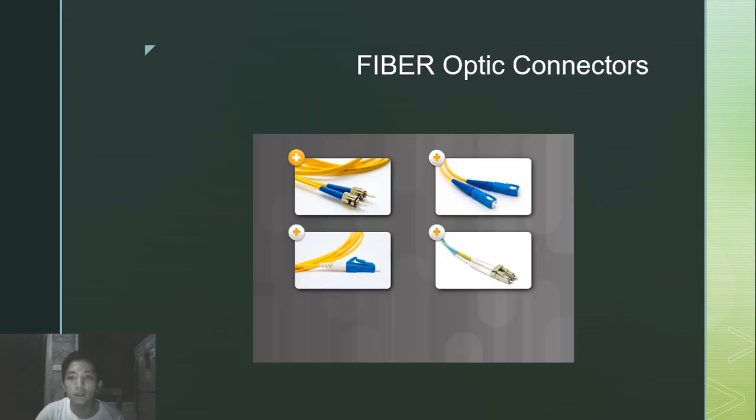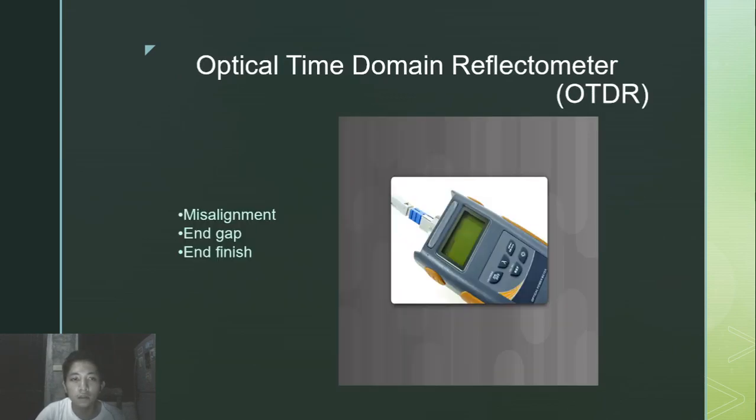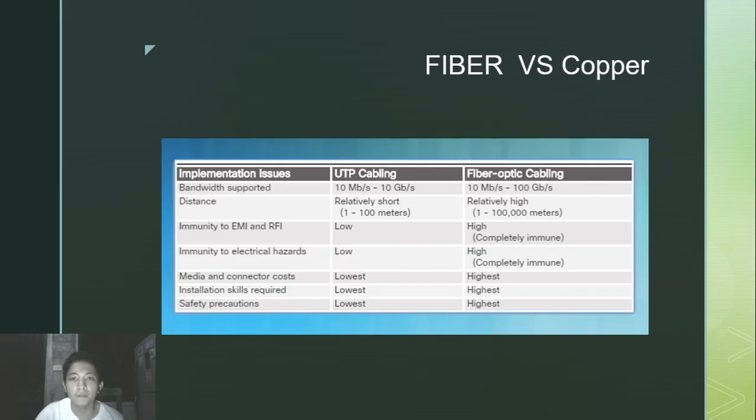So these are the fiber optic connectors. Then the optical time domain reflectometer, or OTDR, is used to test alignment, end cap, and end finish. So fiber versus copper. Here it is.